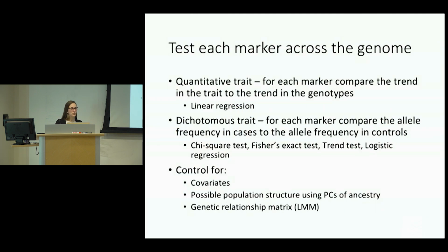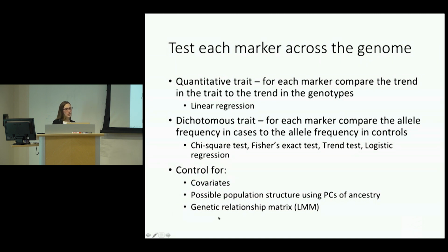We're going to do this for each marker across the genome. If we have a quantitative trait, for each marker, we're going to compare the trend in the trait to the trend in the genotypes, and we can do that with a linear regression model. If I have a dichotomous trait, for each marker, we're going to compare the allele frequency in the cases to the allele frequency in the controls. And there are multiple methods I can use for that. I can do a chi-square test, a Fisher's exact test, or a trend test. If I want to adjust for covariates, I can use a logistic regression model. But the model you use depends on what your outcome is.